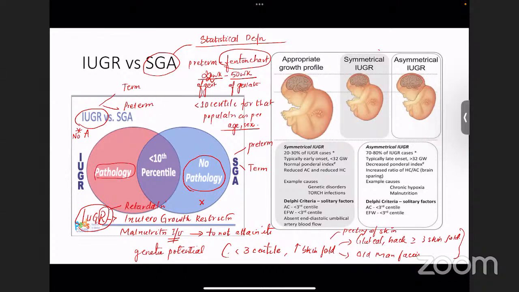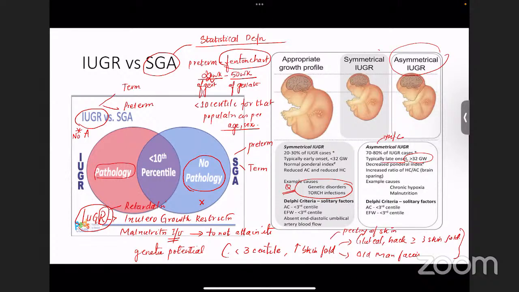So all circumferences, head circumference, arm circumference, and the length of the baby will decrease. The most common causes are genetic disorders and TORCH infection. These are the important causes, right? Now, when you go for asymmetrical IUGR, normally these babies have passed 32 weeks of gestation. It's a late onset, and the most common IUGR is asymmetric, not symmetric. Symmetric IUGR is not common. Asymmetric IUGR is most common.